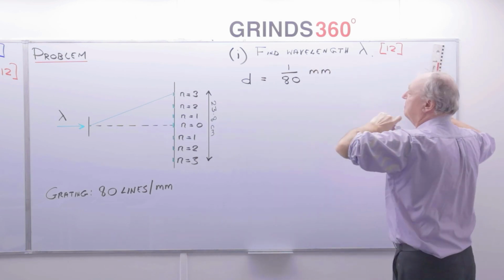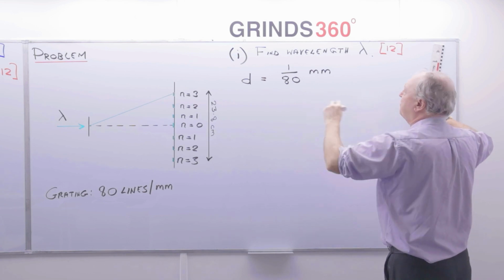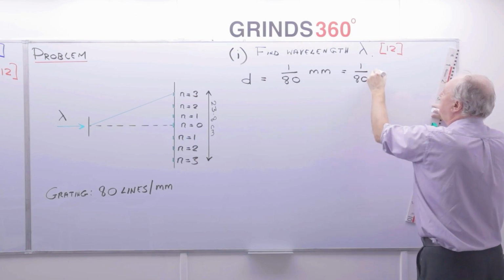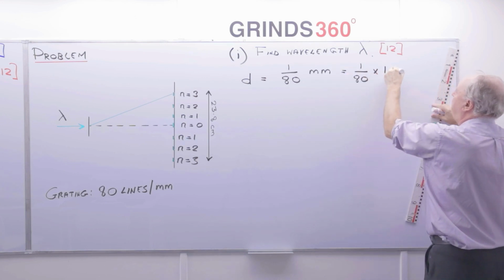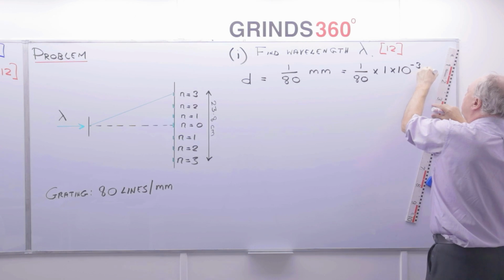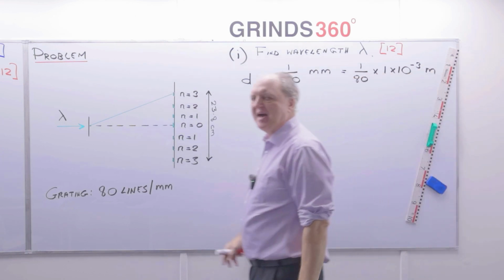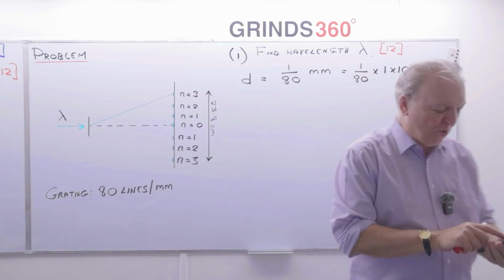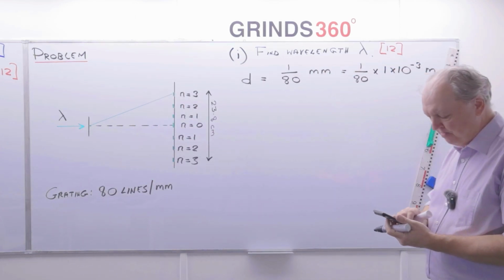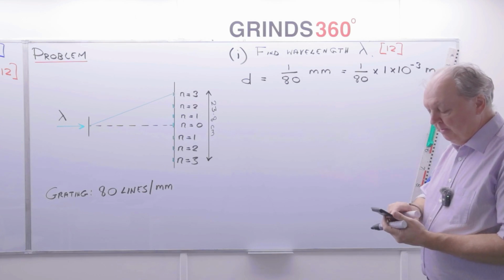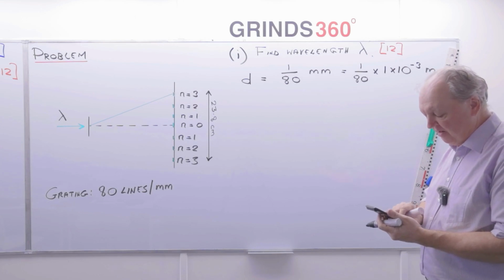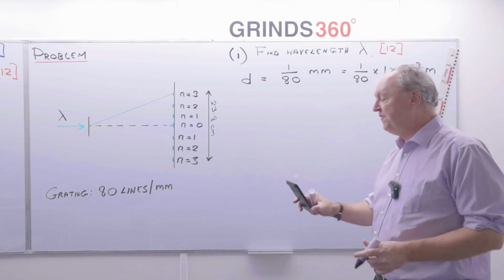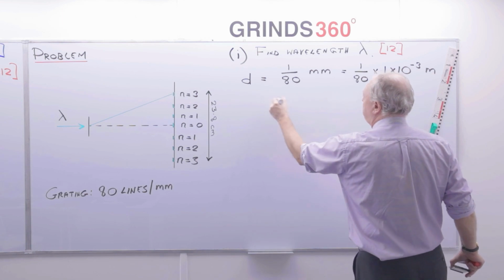Turn the milli into its power of 10. So its power of 10 is 10 to the power of minus 3. So it's 1/80th multiplied by 1 by 10 to the power of minus 3 meters. Now I'm ready to put that into my calculator. So into my calculator, I'm going to press fraction 1/80th multiplied by 1 by 10 to the power of x minus 3 equals, and I get an answer of 1.25 by 10 to the power of minus 5 meters.